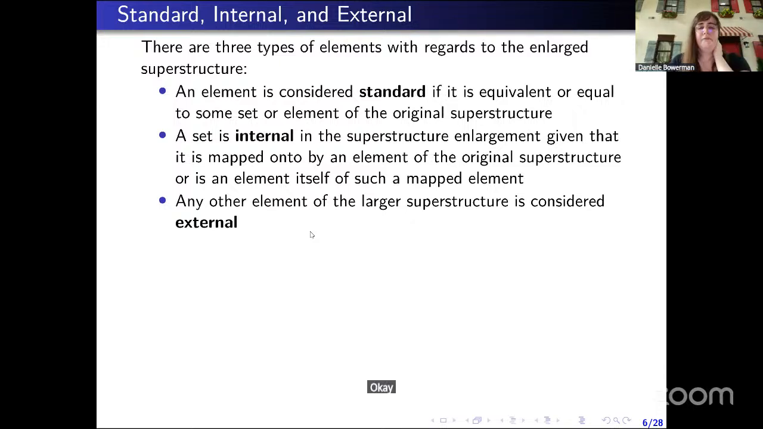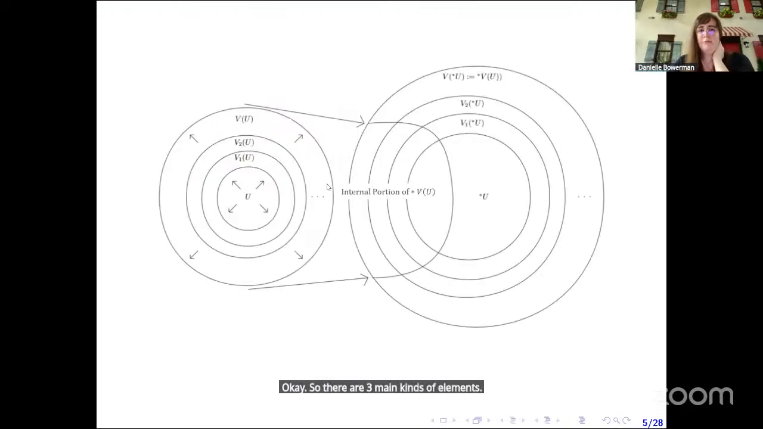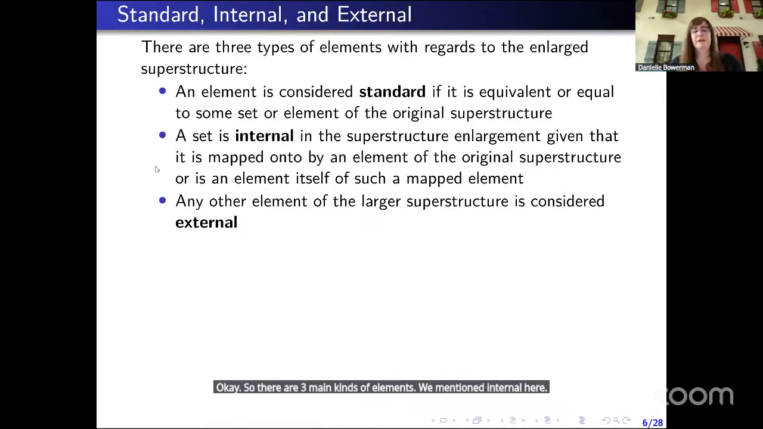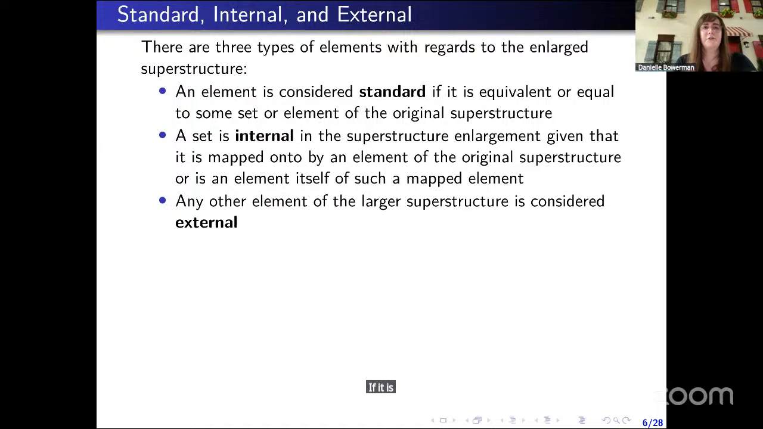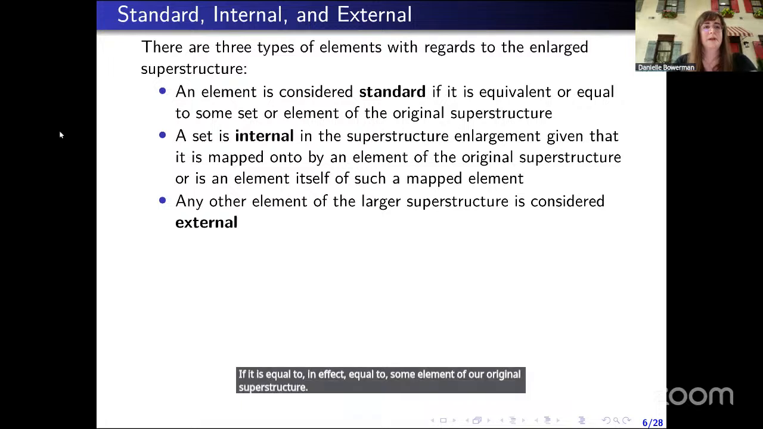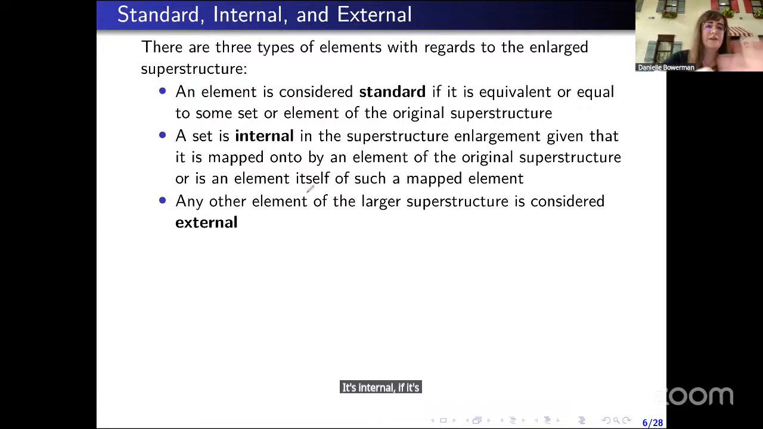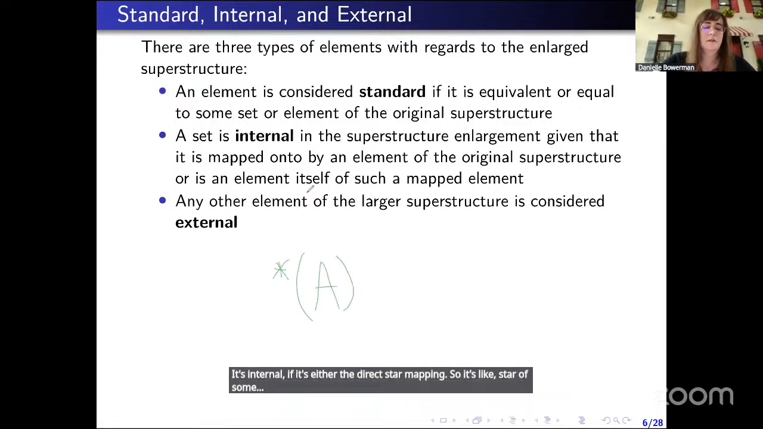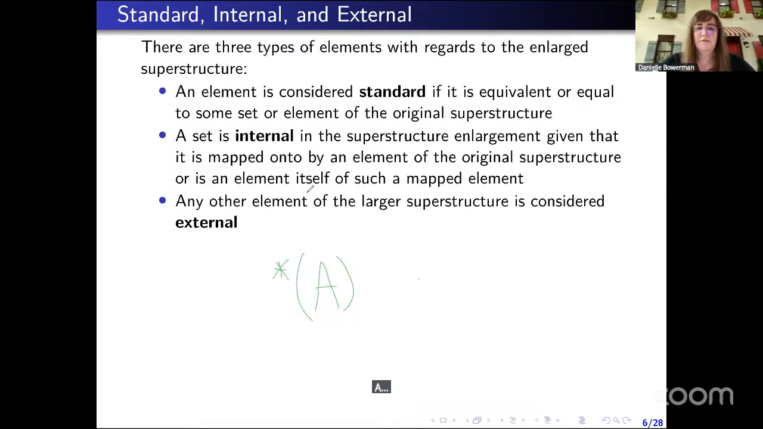Okay. So there are three main kinds of elements. We mentioned internal here, but an element is considered specifically standard in the non-standard superstructure if it is equal to, in effect, some element of our original superstructure. It's internal if it's either the direct star mapping, so it's like star of some A, or it's an element of some star of A, and etc. And everything else is considered external.